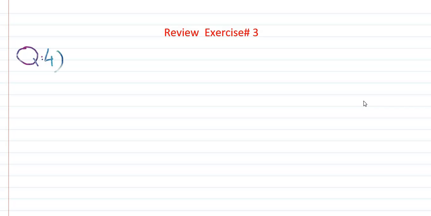In question number 4, convert the following decimals into rational numbers. We have to convert the given decimal numbers into rational numbers. Part number 1 is 0.375.